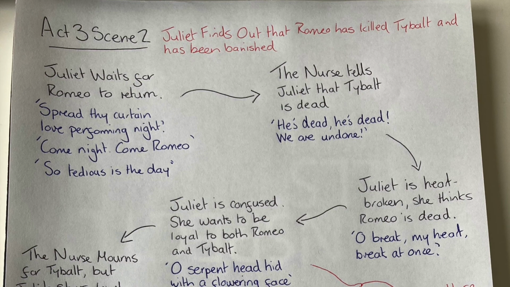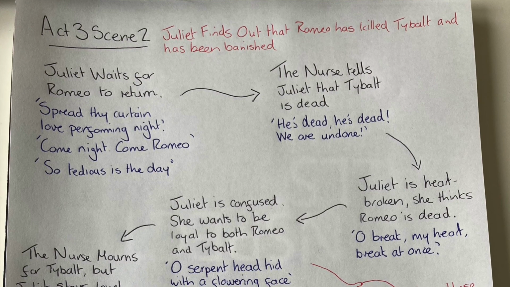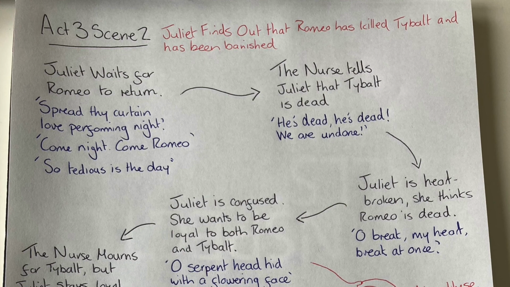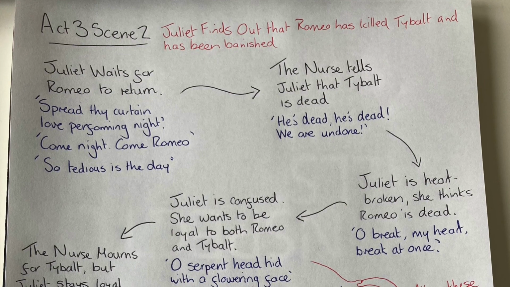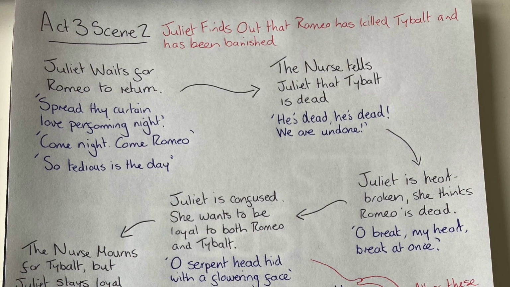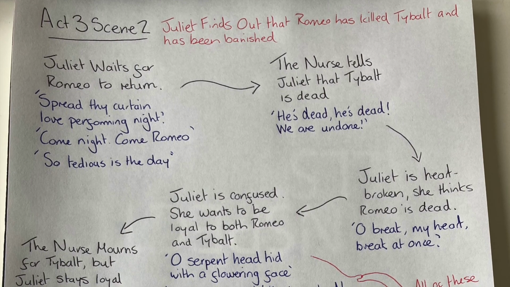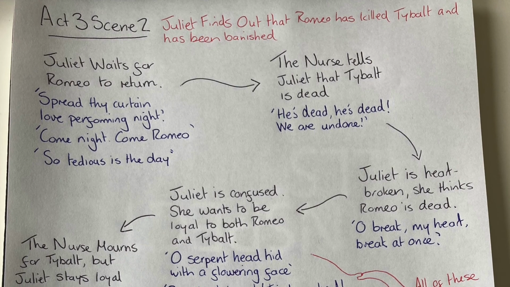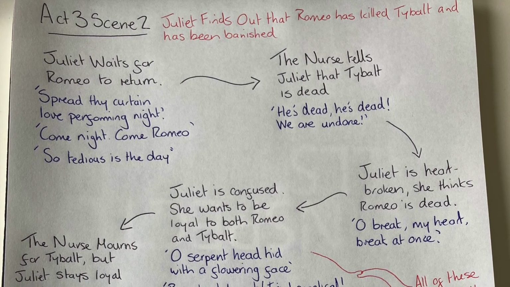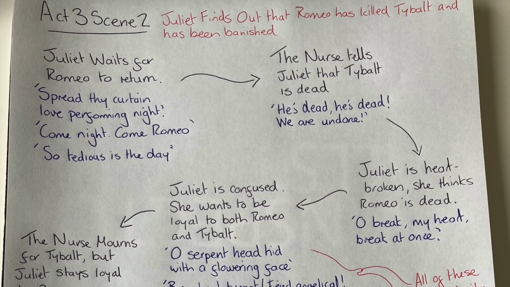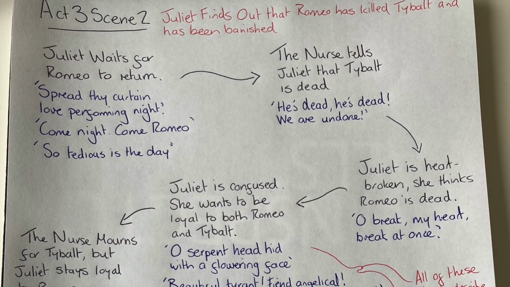What we start with is Juliet waiting for Romeo to return. She asks the night to come quickly so that Romeo can be there for it. She says, "Spread thy curtain, love-performing night, come Romeo." And she describes the day as tedious, as boring, as if she is just waiting for Romeo.